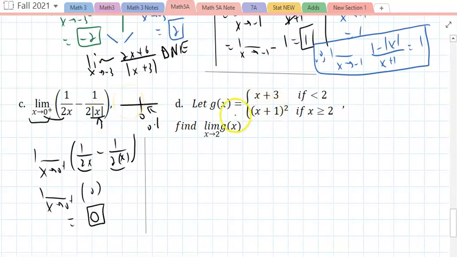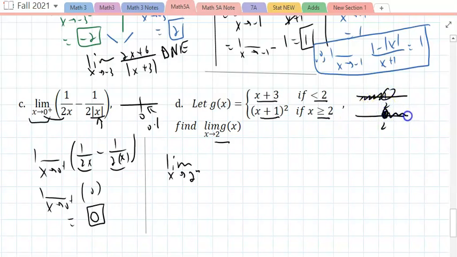How about this problem? Let g of x be x plus 3 if x is less than 2, and (x plus 1) squared if x is greater than or equal to 2. Find the limit as x approaches 2. Take the limit as x approaches 2 from the left. Remember, from the left you're really using x plus 3. That's a polynomial. You plug the value in by the shortcut. If you plug the value in, that's 2 plus 3. That limit is 5.